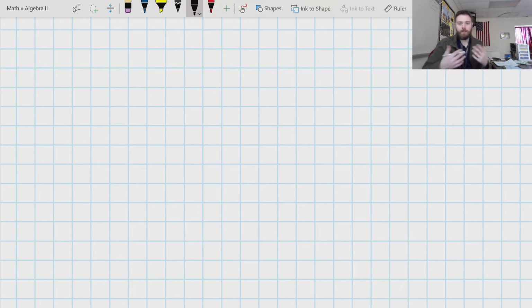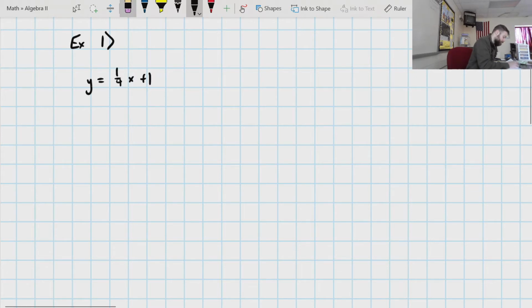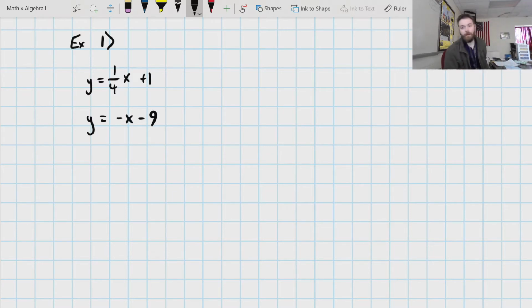So once I have a relationship between two variables in the form of an equation, the whole goal is to be able to graph the equation on a Cartesian plane, or an XY coordinate plane. Okay? So let's go with the first example. We've got y equals 1/4 x plus 1. And the next thing we've got is y equals negative x minus 9, okay?